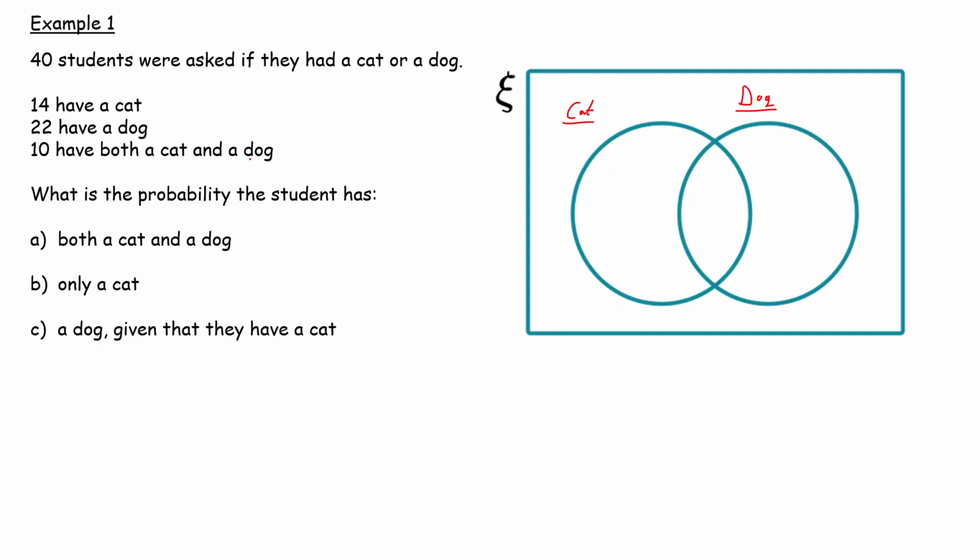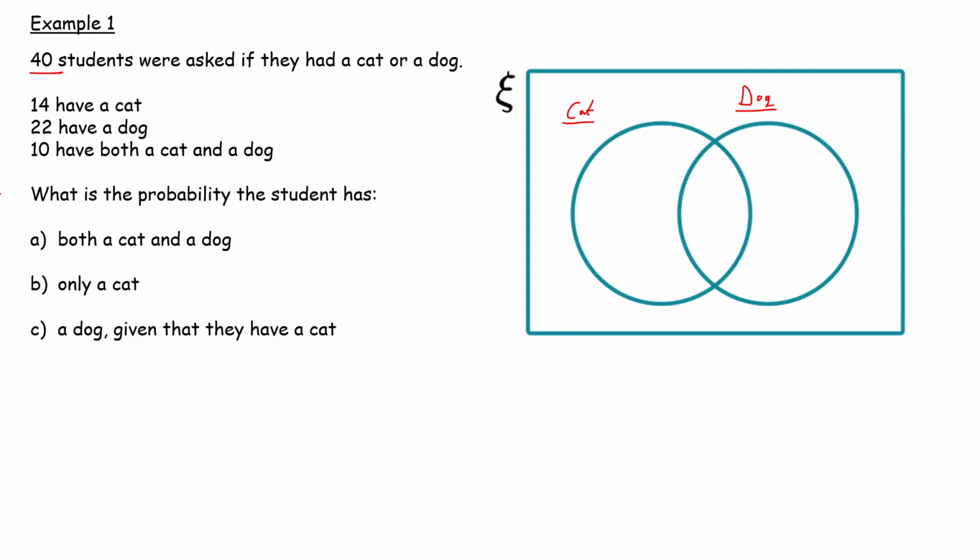dog. And maybe you recognise what the issue is straight away. If we add together 14, add 22, that is 36, add 10 is 46. That gives us a total bigger than 40. And the reason is because if you have a cat, you may also own a dog, and if you own a dog, you may also own a cat. So that's included within this 10. So we've got to take that into consideration.